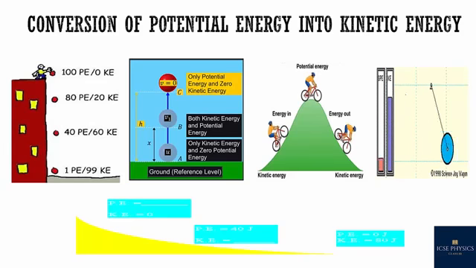Similarly, here, at the maximum swing, it has maximum potential energy. But at the mean position, it has kinetic energy. As you can see, this graph shows at which position it has maximum potential energy and kinetic energy. Let's see this diagram.